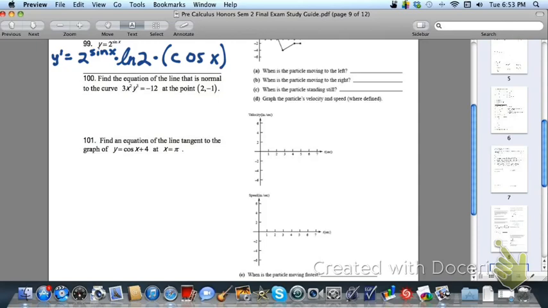Number 100, we're supposed to find the equation of the line normal to the curve at a point. So we just need to find y prime. That's our goal. Since y isn't explicitly solved for in terms of x, we could solve for y here, but it might become a bit of a mess. So I'm going to go ahead and take the derivative of both sides with respect to x. And when we do that, we get the derivative of the left side equaling the derivative of the right side.